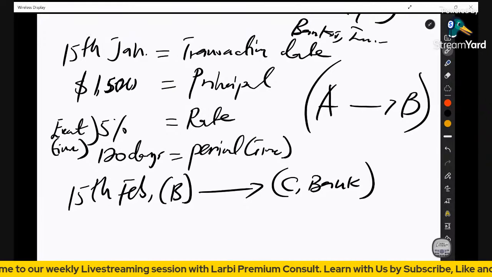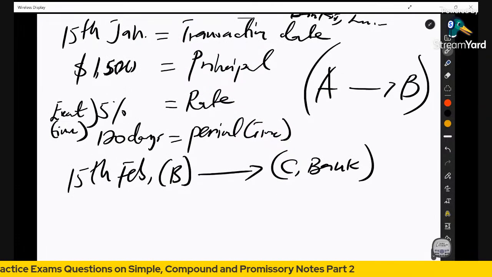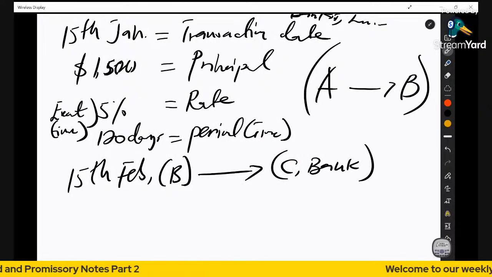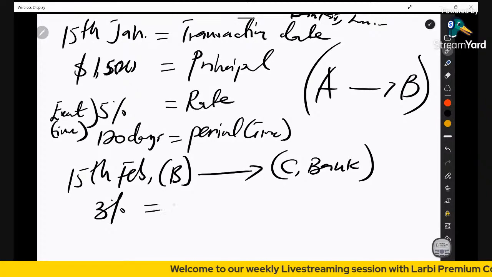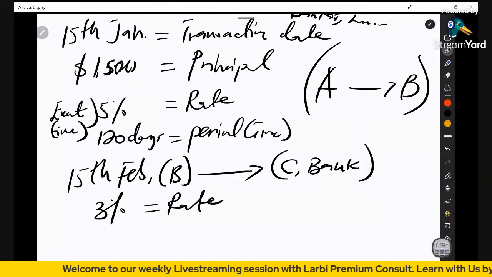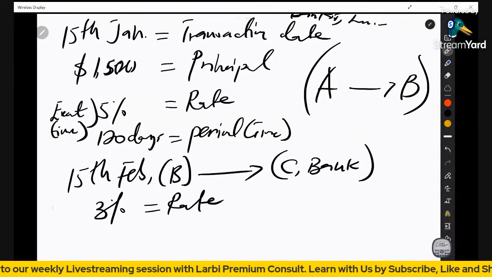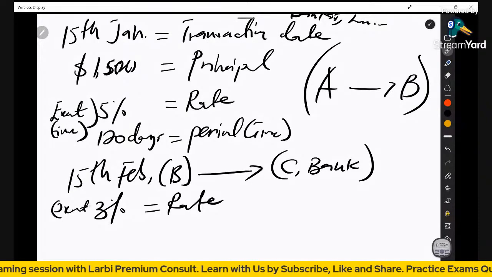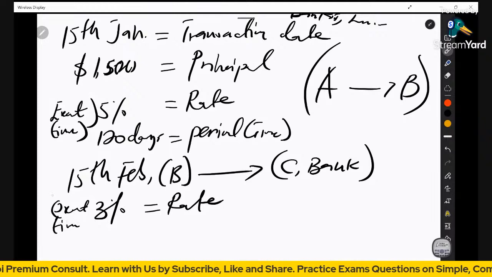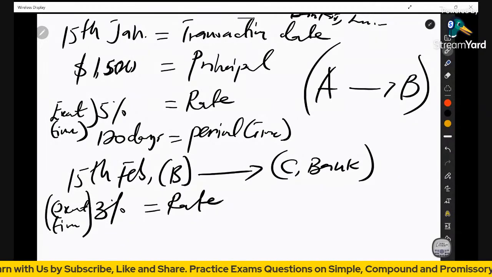The bank also said that, okay, since we are now going to assume the risk of this whole activity, which is that party B might not pay the full amount at the stated sum or the due date, then we also need to make an interest on this transaction. Then we're also going to charge an interest of, let's say, 3% on this transaction, being the rate. Here it is the same exact time we are using. Exact time. All right, so this is what is happening.